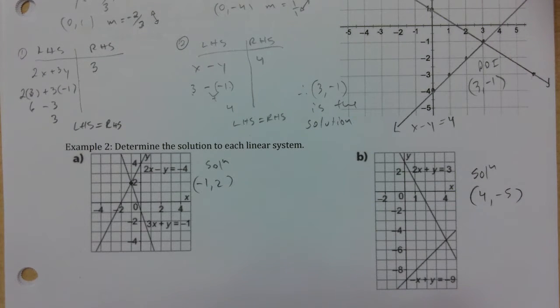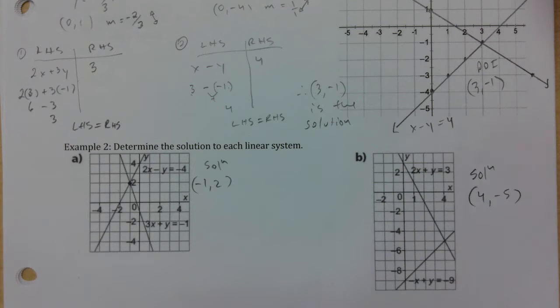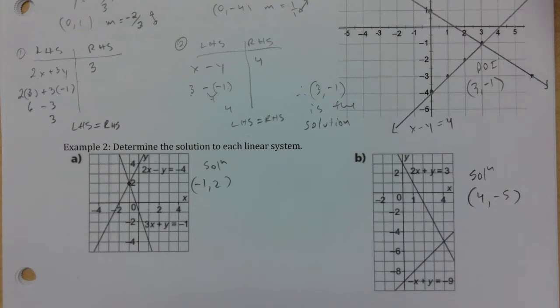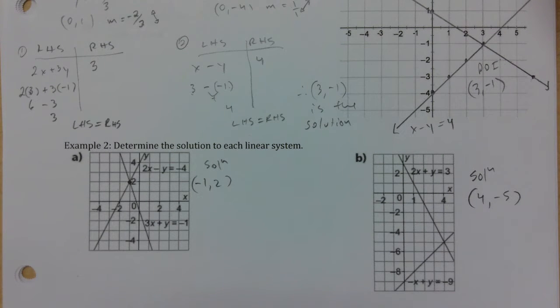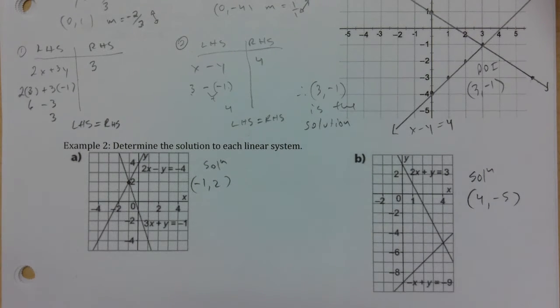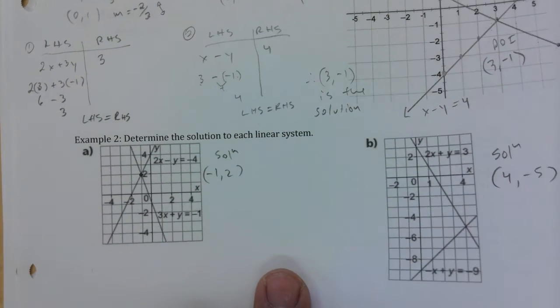And now we're going to have a different one. The other two methods are non-visual, right? They're abstract, but they're more efficient and faster, especially if the points where the lines meet aren't whole numbers. So we're going to go there.